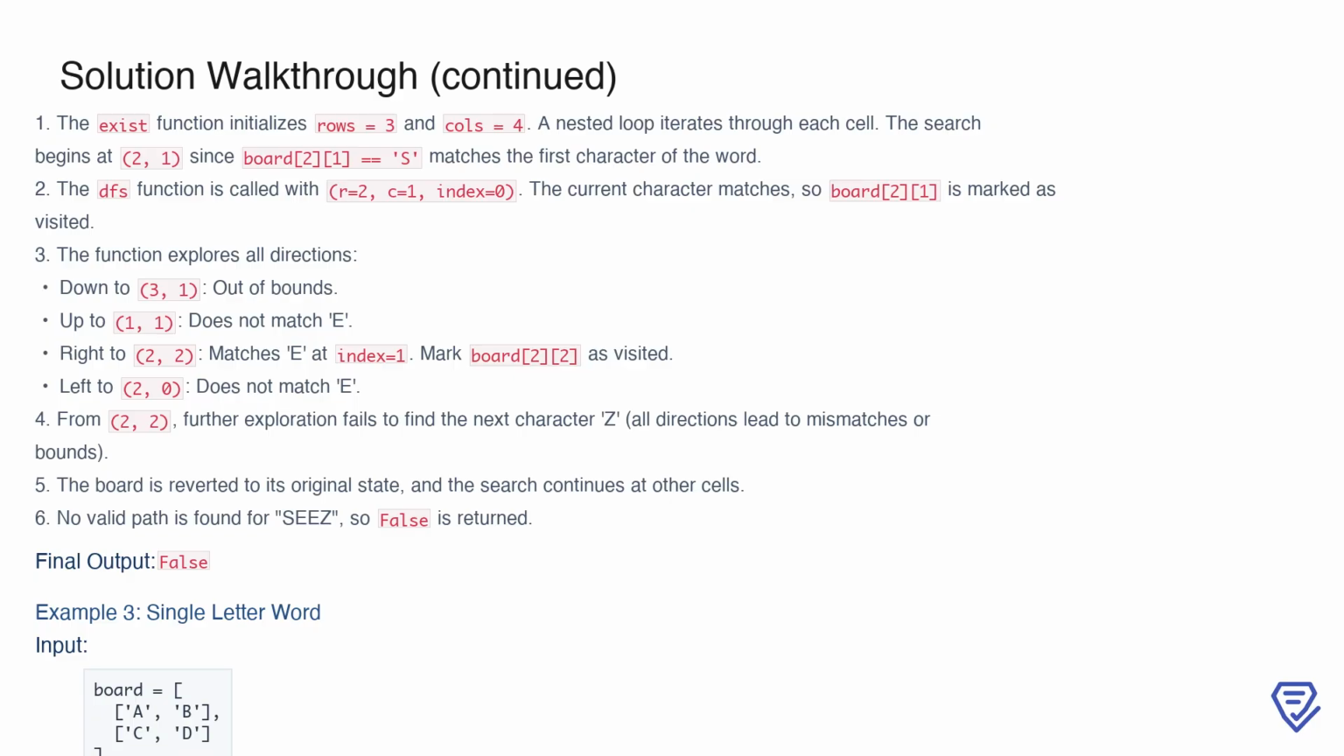Now, the function explores all directions. Moving down to 3, 1, goes out of bounds, and moving up to 1, 1, finds a mismatch. However, moving right to 2, 2, successfully matches the second letter, E, and the cell is marked. From here, the function attempts to find the next E, but all directions lead to either mismatches or out-of-bounds indices. Specifically, moving left to 2, 0, results in a mismatch. After exhausting all possibilities from 2, 2, the function reverts the board and continues searching from other cells. Ultimately, no valid path is found for the word SEZ, and the function returns false, indicating that the word does not exist in the board.